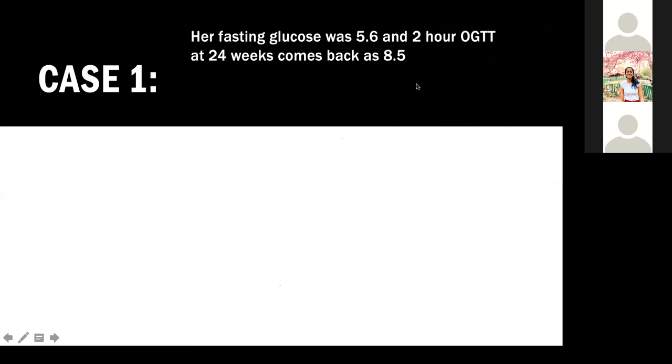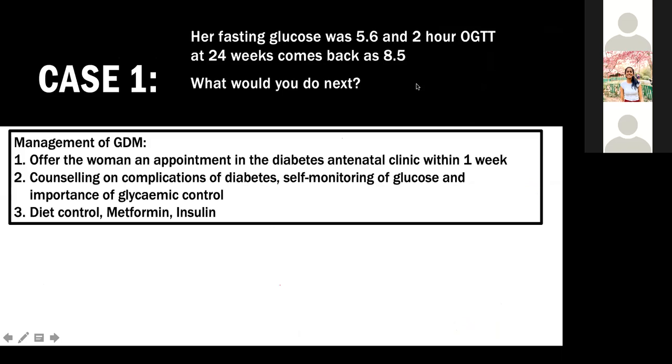OGTT was 8.5, so she's diagnosed with GDM based on the criteria. What would you do next? So basically, this woman would be offered an appointment in the diabetes antenatal clinic within a week's time. She'd be counseled on the complications of diabetes, monitoring glucose, and the importance of glycemic control. Your options are basically diet control, metformin, and insulin, because all of the other hypoglycemic agents are not safe in pregnancy. These are the ones that are safe in pregnancy.